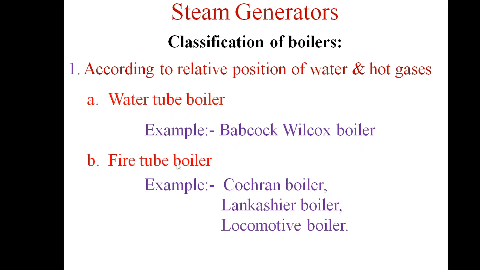Another boiler in this category is the fire tube boiler. In this case, hot gases are passed through the tubes and water is surrounding the tube. Such a type of boiler is known as a fire tube boiler. Examples of fire tube boiler are the Cochran boiler, Lancashire boiler, and locomotive boiler. These are the examples of fire tube boiler.